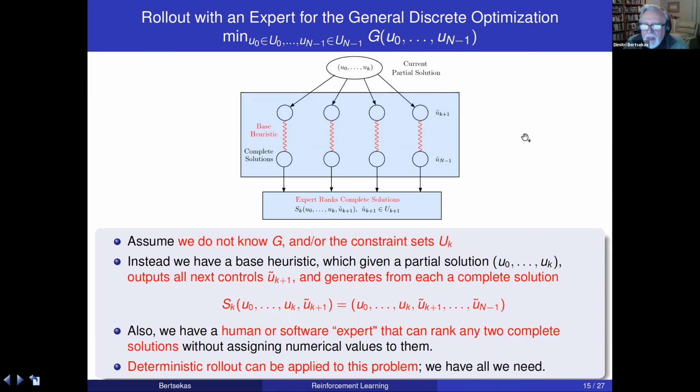There should be an implicit cost function, even though the expert may not be using it, so that the ordering by which the expert ranks solutions satisfies certain basic conditions, like the transitivity condition. If A is better than B and B is better than C, then A is also better than C, according to the expert's preferences. But that's all that is needed.